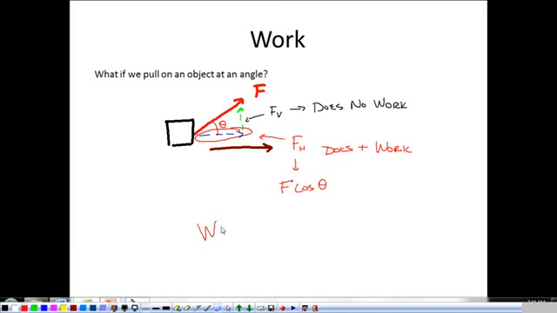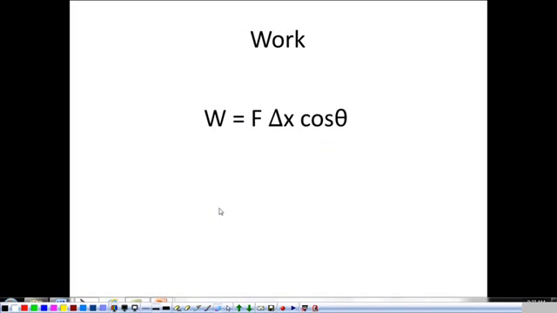And we have a new way of talking about work when we're at an angle. In this case, my work is going to be not F, but F cosine theta, the part of my force that's doing work, times the displacement. So a better way to talk about work is that work is force times the displacement times the cosine of the angle in between those two. Now that's going to give us three things to look at.